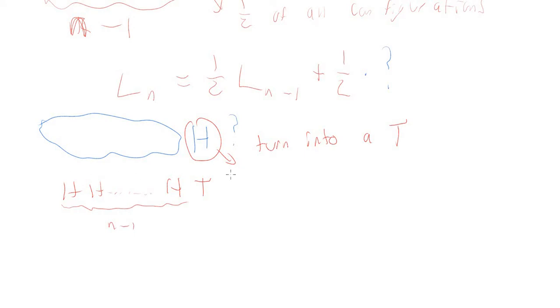And then you can kind of see that on the next iteration, this will become T, the next one will become T, the next one will become T, and so on, right?